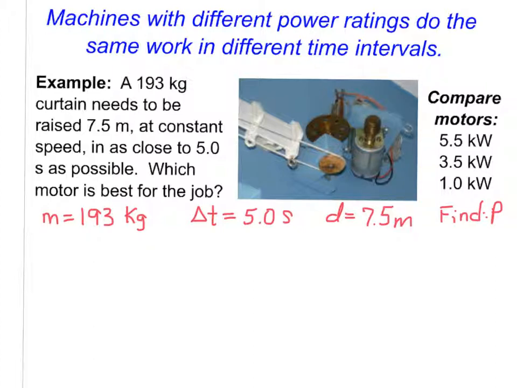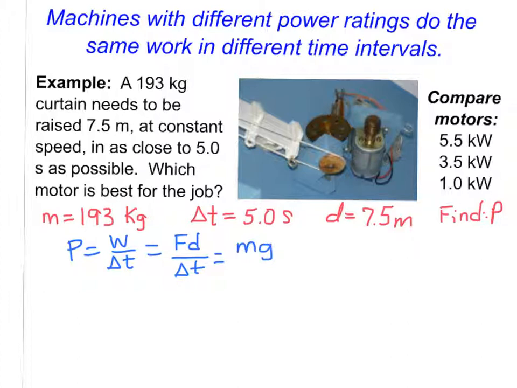So we know that our equation for power is power equals the work divided by the change in time. We can substitute force times distance for the work over change in time. We can also substitute for force. We know that the force against which the motor is going to be raising this curtain is going to be equal to mg.